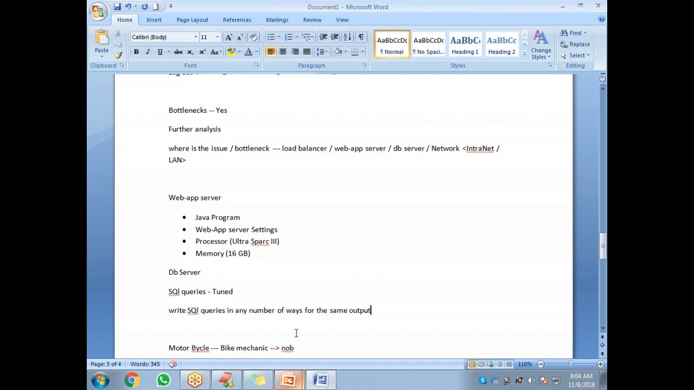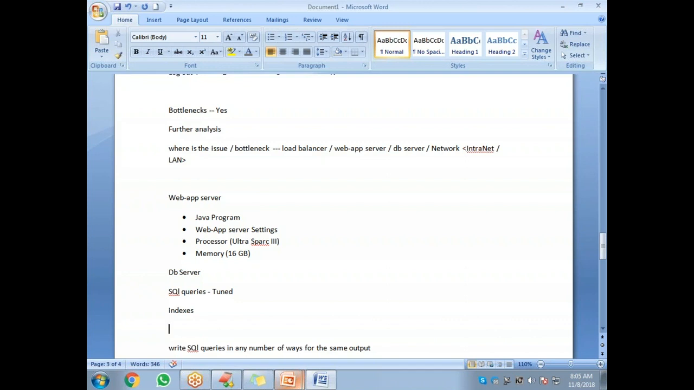So for the same output, you can write the same SQL query 10 different ways, but only one way will quickly go to the database and get the information. So SQL queries need to be fine-tuned, which means someone has written a query which is not performance efficient. Now whoever wrote the query has to go back and change it so that the output is the same, but this time it is quicker and performance efficient. That's what tuning of SQL queries is. Or there is something called indexes, which they might have to add.